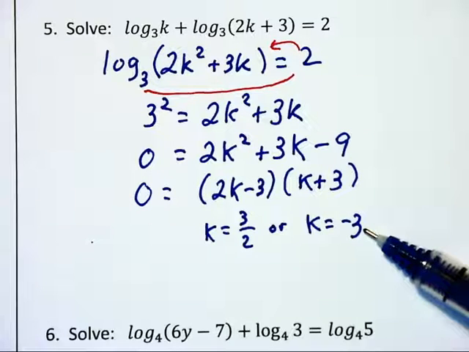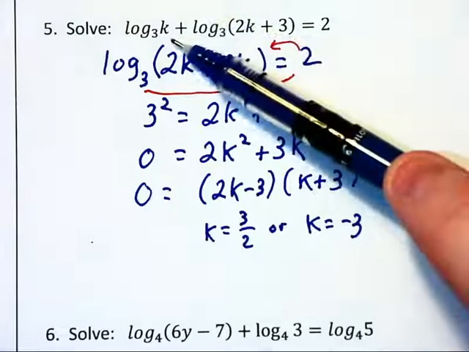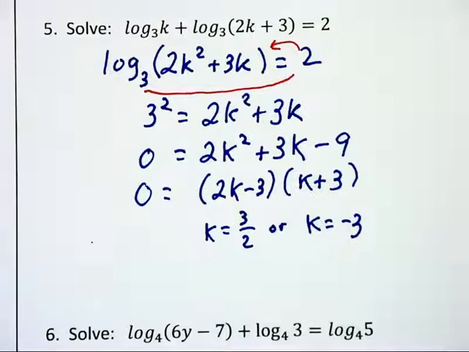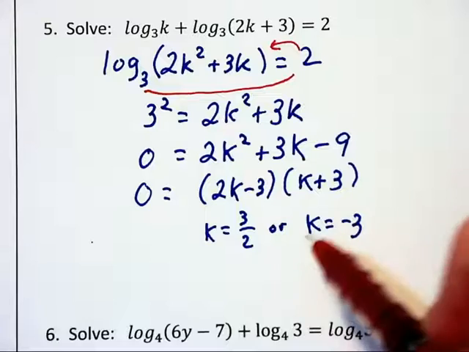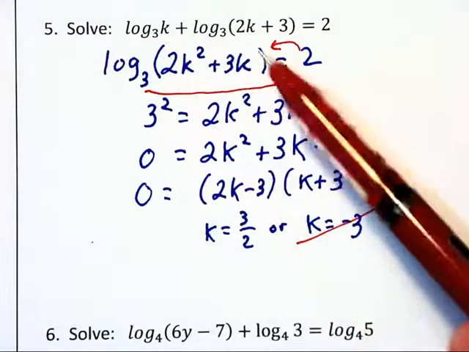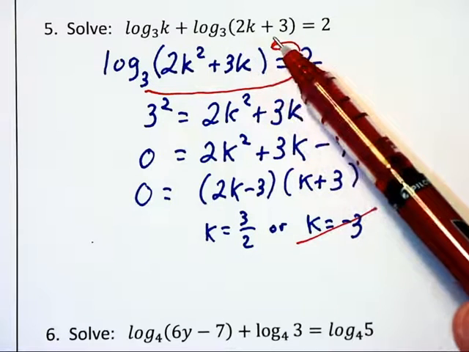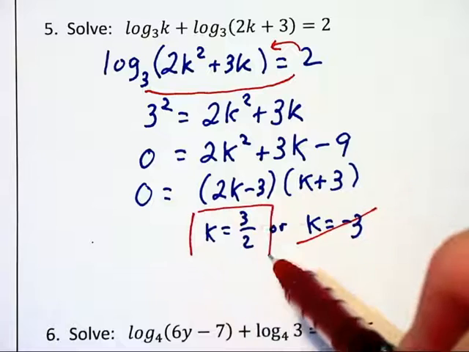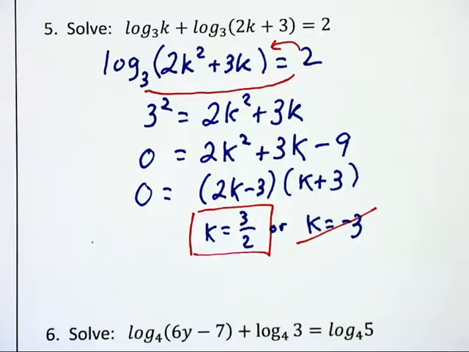However, we know that negative solution will not work because the first logarithm in the original problem has log of k, and k can't be negative. So we will cross off that solution and check the other one. Log of 3 halves is fine. If we substitute 3 halves into the second parentheses, we do not get a negative there, and so it looks like 3 halves is a valid solution.